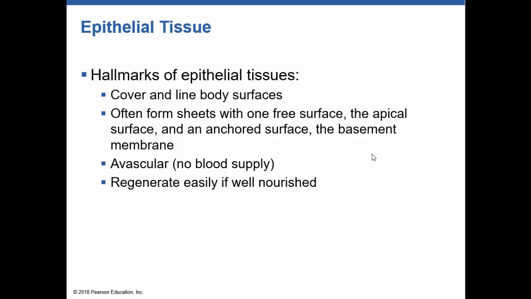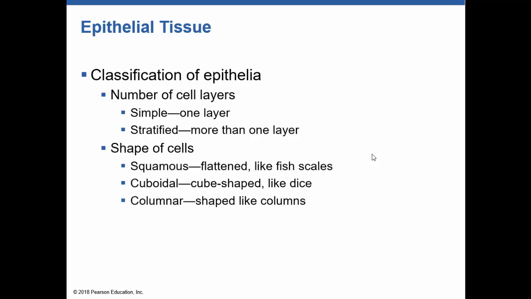One of the hallmarks of epithelial tissues is that they cover and line your different body surfaces inside and out, and they often form sheets with one free surface. So think about your skin facing upward, free, the apical surface, and its other side that's anchored to what's called the basement membrane. They do not have blood. This is important. These are avascular. Your skin actually does not have blood. It's layers below your skin that actually bleed. And they regenerate easily if you actually have the nourishment available.